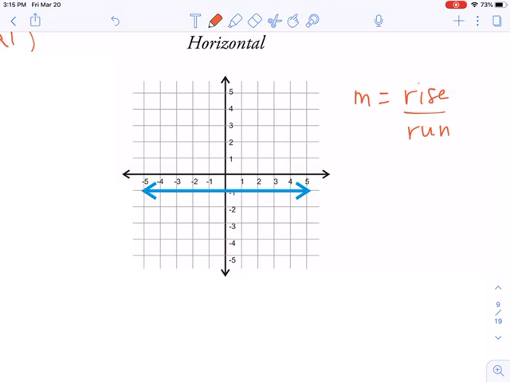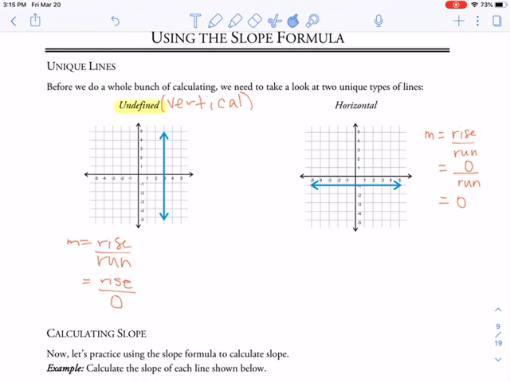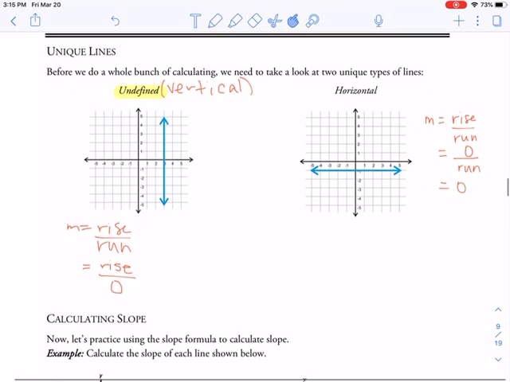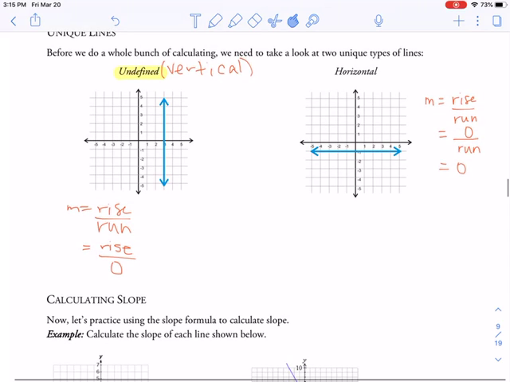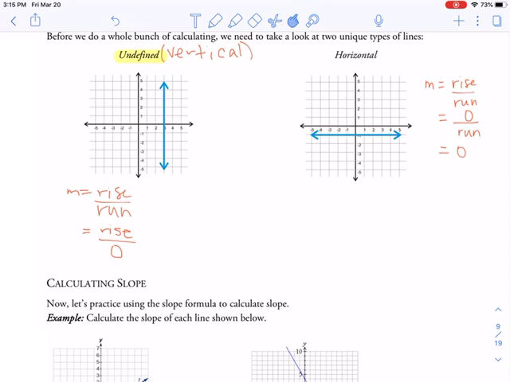And so similar to the vertical line, we can see that we can only fill in one of these values. And so in this case, the run could be however much, right? It's going to go left or right however much, but it's never going up or down. So 0 rise. And so because of that, then we can say that the slope is 0. And so that's true for every horizontal line. The slope is always 0. And it's true for every vertical line that the slope is always undefined. Okay, so those are two unique lines, and it's good to know those two things when we're talking about lines.